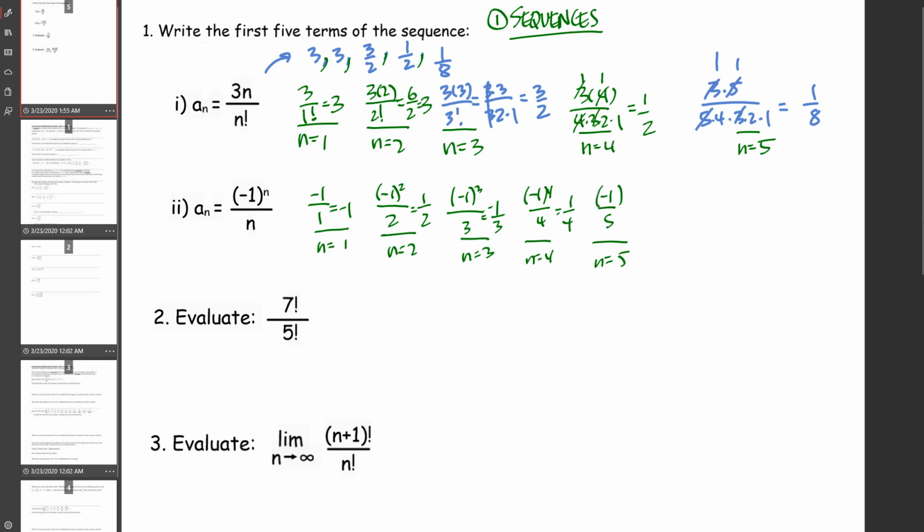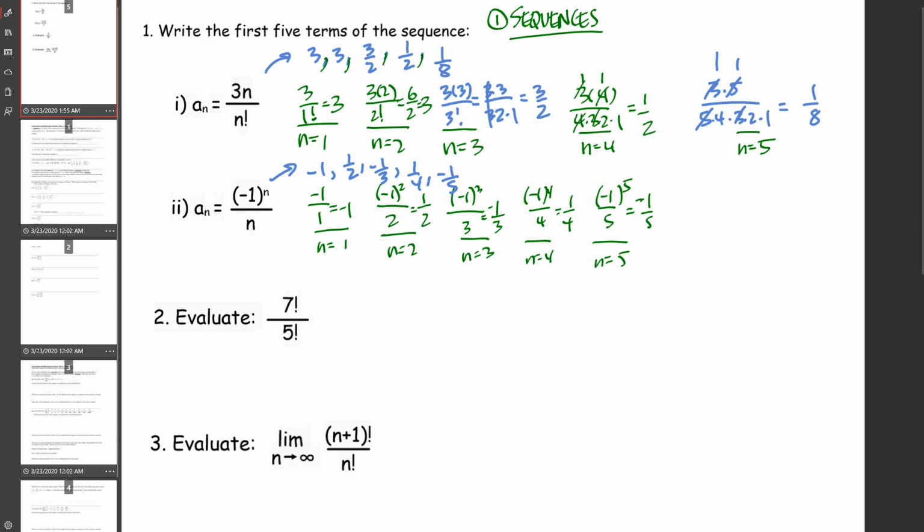Let me go ahead and write these terms to make sure we're on the same page here. The first 5 terms of this sequence are negative 1, comma, 1 half, comma, negative 1/3, comma, 1/4, comma, negative 1/5. What's interesting is what this n does here is it changes the sign for each subsequent a sub n. So that is the sequence. Again, notice sequences have commas in between and not plus signs.